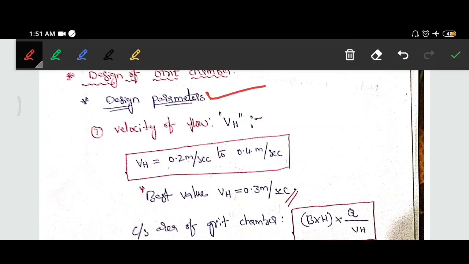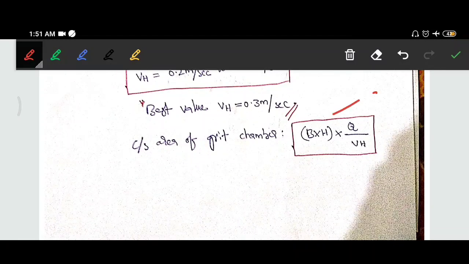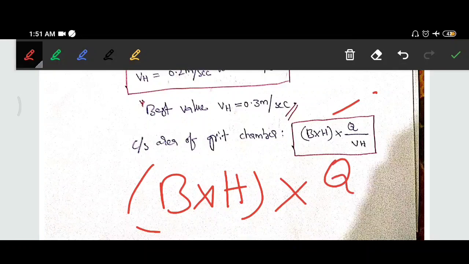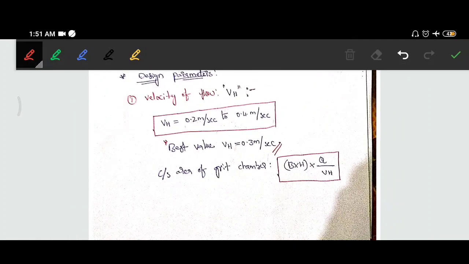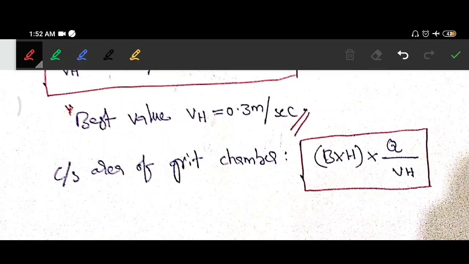For design parameters, first we have to identify the velocity of flow, that is VH. So VH generally ranges between 0.2 meters per second to 0.4 meters per second. So the best value will be the average of these two, so if VH is not given in the question, the best value will be 0.3 meters per second. Cross-sectional area of the grit chamber, the formula is width into height, that is B times H, equals Q upon VH. So VH is the velocity of the flow, Q is the discharge, B is the width and H is the height or depth.